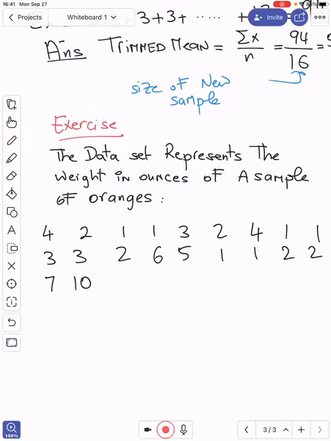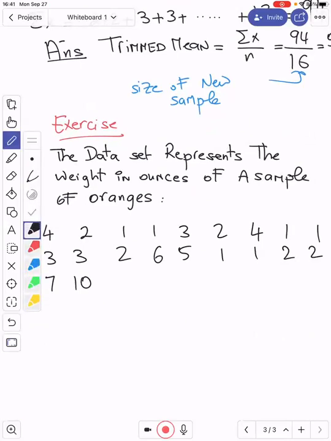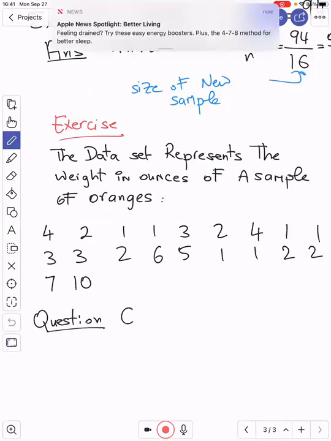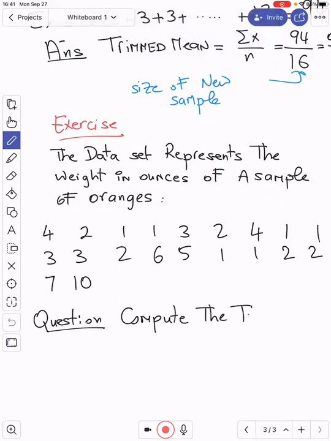All right. So the question now is to compute the trimmed mean of these oranges. Question: compute the trimmed mean, using 5% as the percentage.